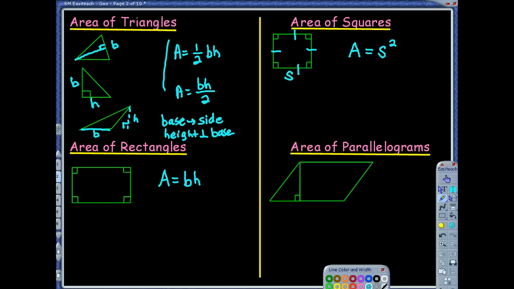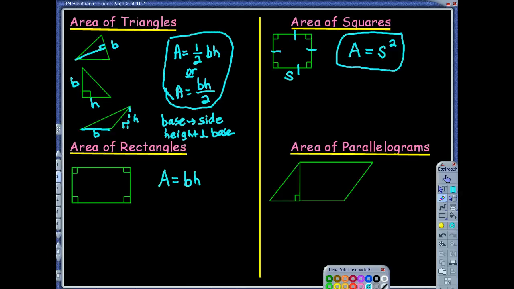Now, you could still say base times height. I have a lot of kids that for squares will say base times height. You can, and that's fine. Squares are rectangles. Remember last night when you were watching this video, when we did that flow chart, any characteristic of a rectangle is a characteristic of a square, because it is a rectangle. Exactly. I do like just doing side squared, because then you're just squaring a number.